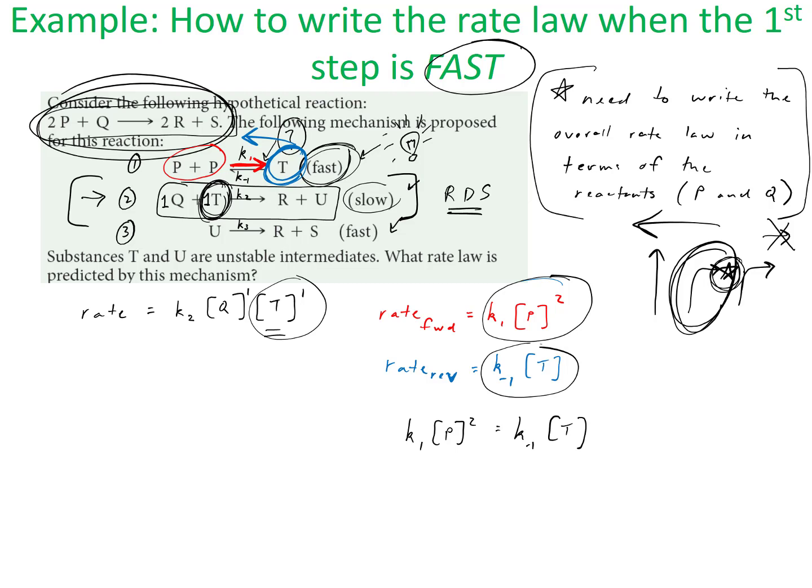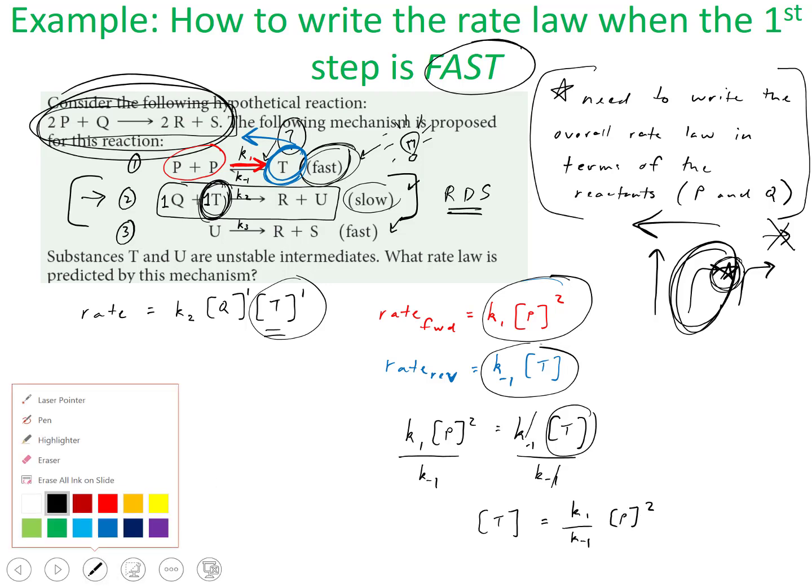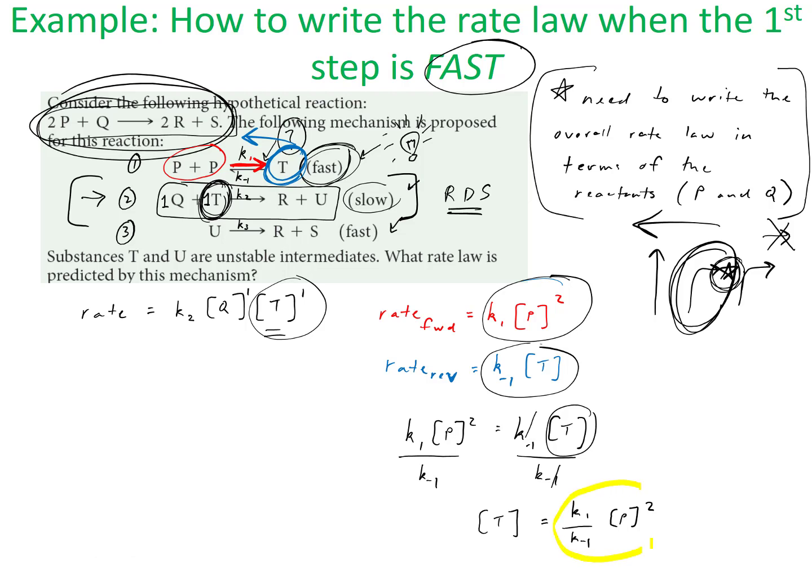So using substitution, we're going to solve this for T, and we're going to divide both sides by K minus 1. The K minus 1 cancels, and then we have an expression for T: T equals K1 over K minus 1 times P squared. Now we're going to take this and plug it in for T, leave everything else there, and clean it up a little bit.